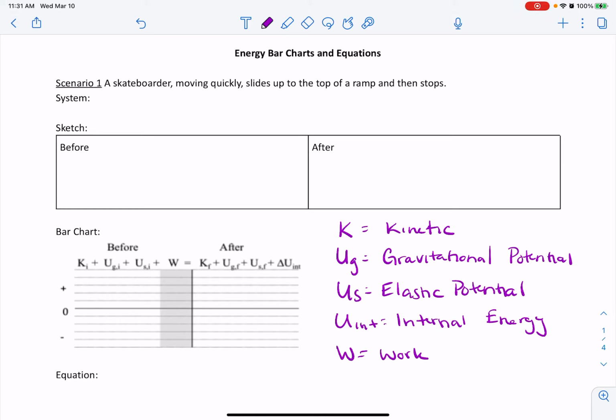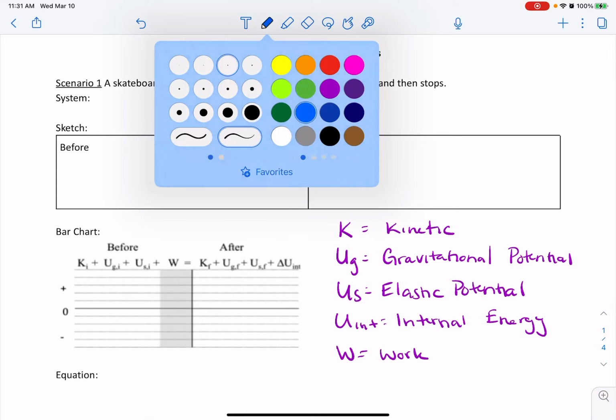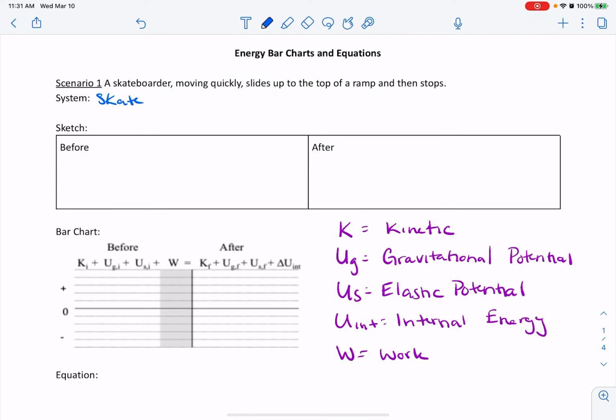So we have a skateboarder moving quickly, slides up to the top of a ramp and stops. So I'm going to say my system here, I'm going to include my skateboarder. Ooh, let's spell that correctly. The skateboard that they're on. Let's include the ramp and the earth. Notice I always include earth in my system because in order for an object to have gravitational potential energy, you need earth to be included in your system. And then I just included everything else that was mentioned in this situation.